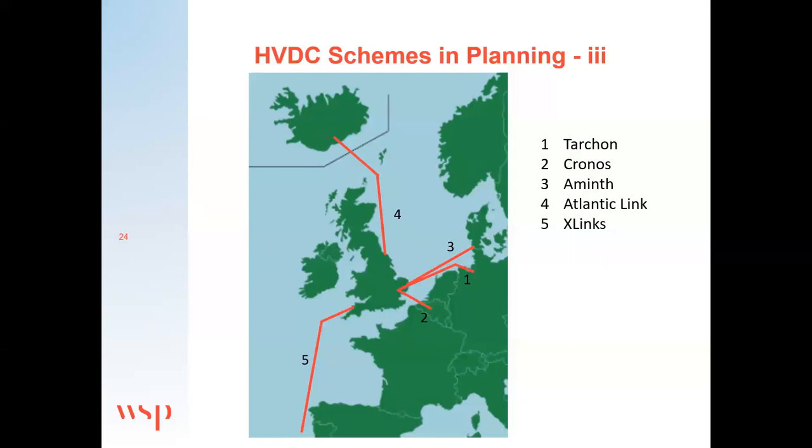And the X-Links project, which is in development now, is a link between Southwest England and Morocco in Northern Africa, all the way. So it's going all the way from the UK to Morocco. The concept being to access solar energy, wind energy, renewable energy sources from Morocco and bring them into the UK directly. I'll leave you to think about the merits of such a cable scheme rather than coming through Spain and France, but the developers know their business.